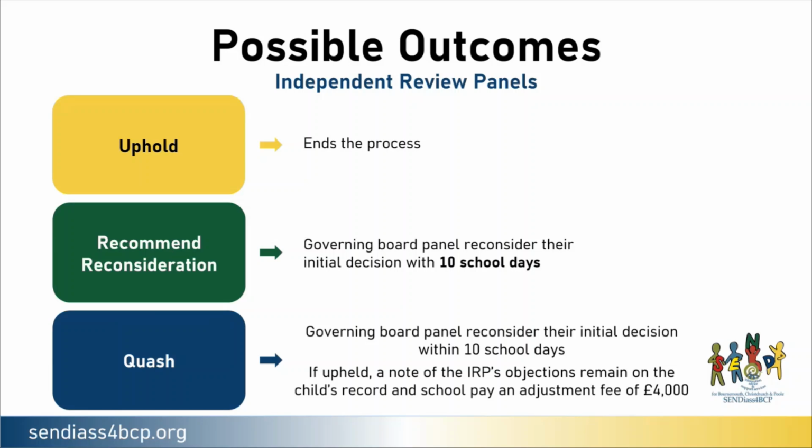The independent review panel can also quash the decision and send it back to the governing body to reconsider. The governing body can then decide to reinstate the pupil, or if they continue to uphold the decision, the school should update the student's record to keep a note of the IRP's objections to the exclusion. In addition, the IRP should be expected to order that the school's budget for the year be amended by £4,000.